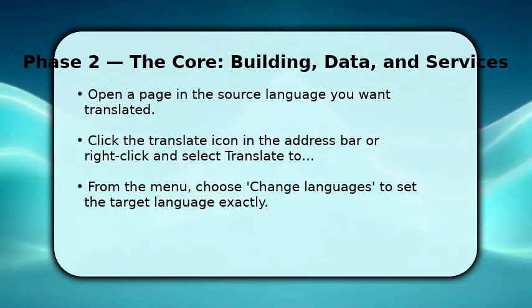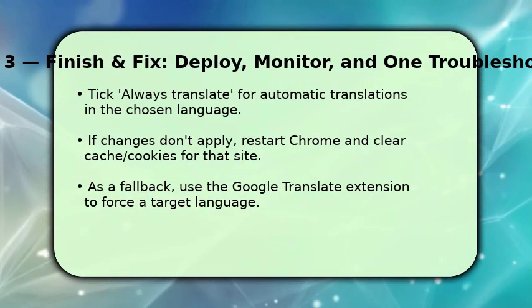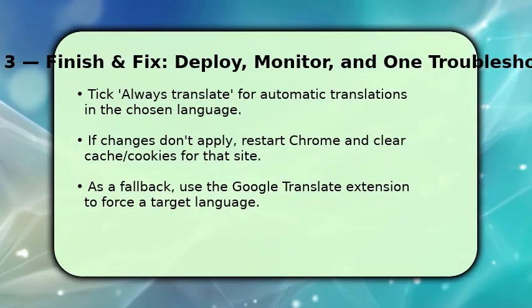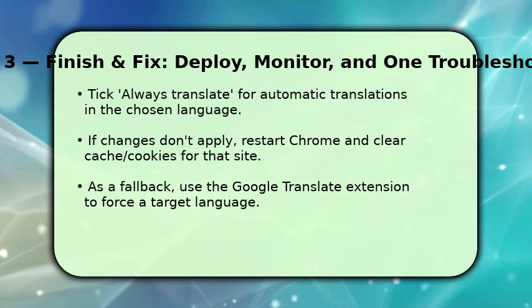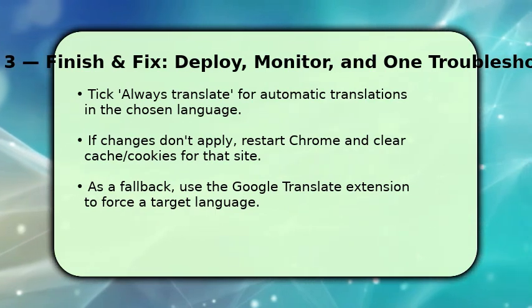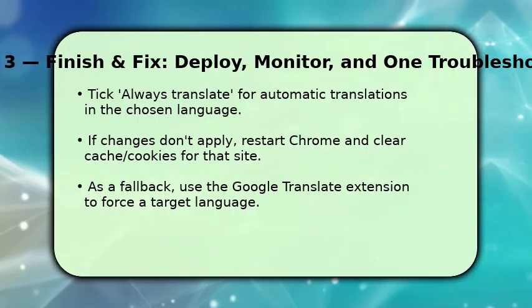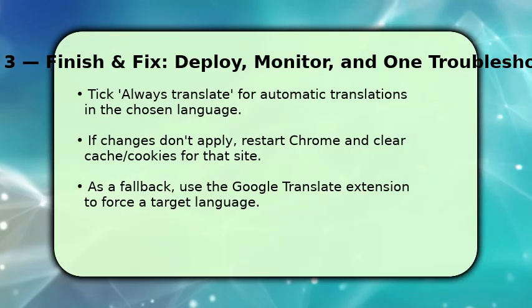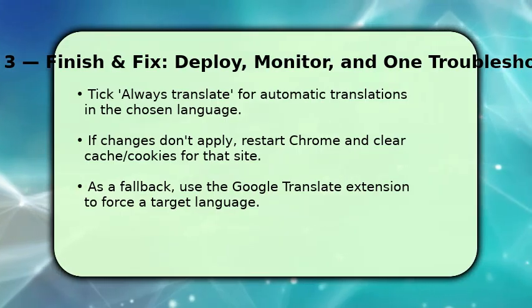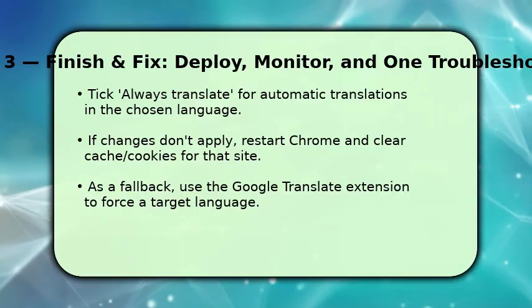After selecting the target language, choose Always Translate if you want automatic conversion without prompts. Once saved, test by loading a new page in the source language. Chrome should translate immediately. If it does not, restart Chrome. If that still fails, clear cache and cookies for the site or re-enable the Translate option.